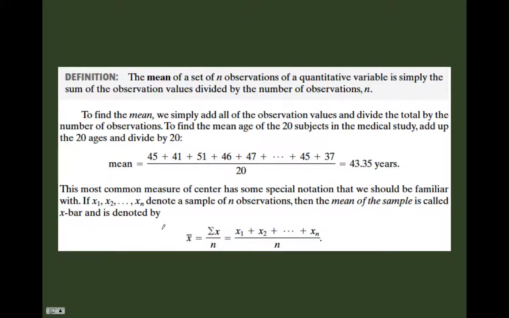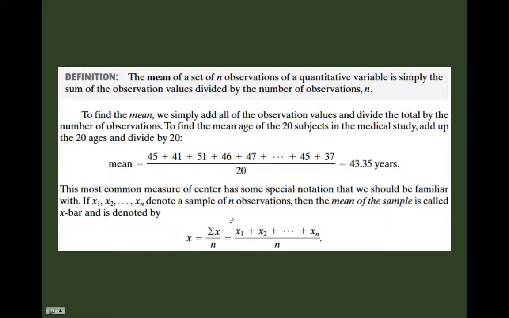So let's start off with the mean. We'll talk about the definition of the mean. The mean of a set of n observations of a quantitative variable is simply the sum of the observation values divided by the number of observations n. So to find the mean, we add up all the observation values and divide the total by the number of observations. So for example, to find the mean age of 20 subjects in a medical study, we add up those values in the numerator. There's the sum. In the denominator, we're dividing by 20.